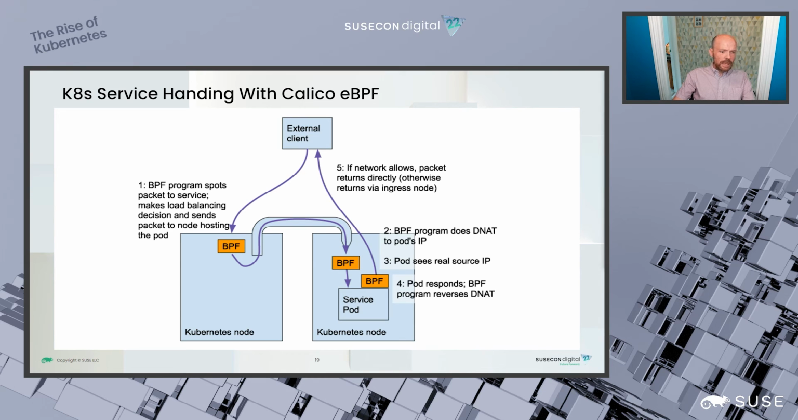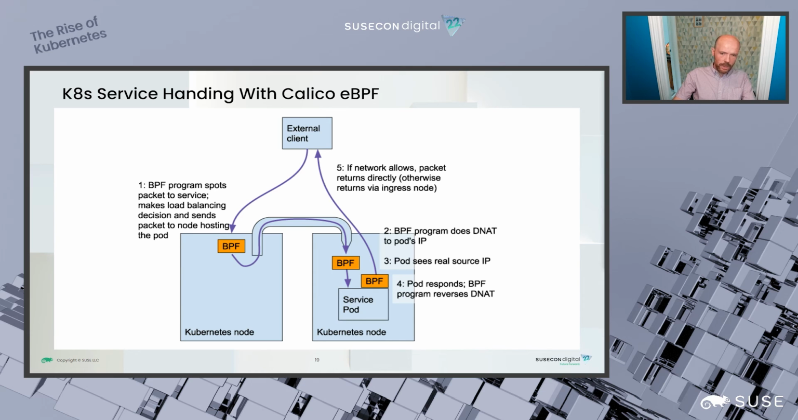The next step is step 2. The BPF program on the node that actually contains the service pod does a destination NAT. And it has to do that because otherwise the service pod wouldn't accept that traffic. So there's no way or no reason to want to avoid doing that. But notice that there's no source NAT here. There's no need for a source NAT to occur.